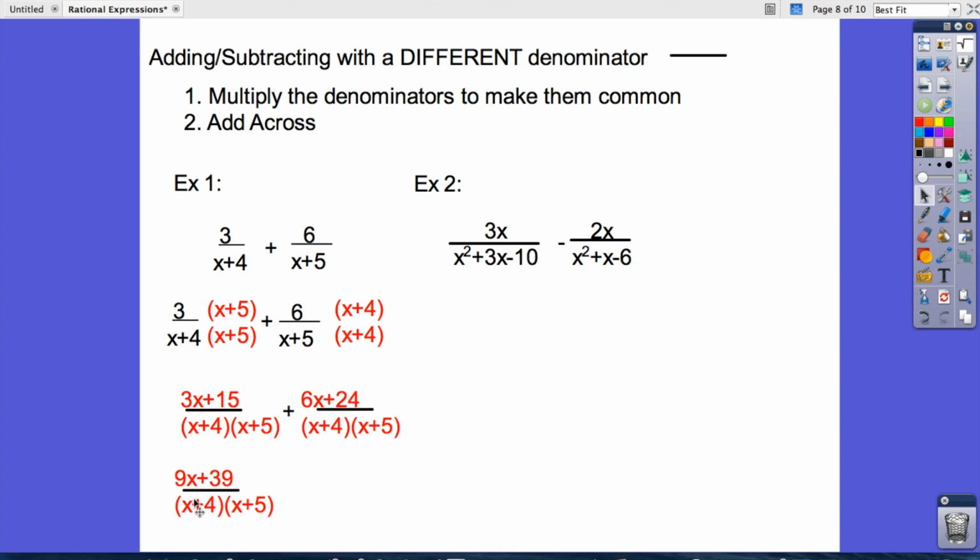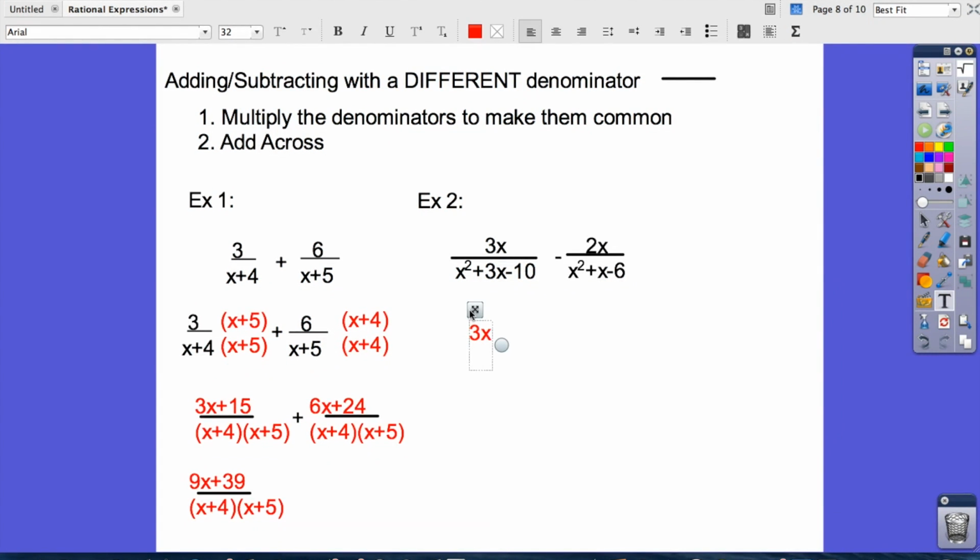So example 2 is going to be a little bit spicier. You definitely want to factor because it already looks large and you don't want to do any extra work. So let's go ahead and factor that. So to start, we have 3x all divided by x plus 5 times x minus 2, minus 2x all divided by x plus 3, x minus 2.